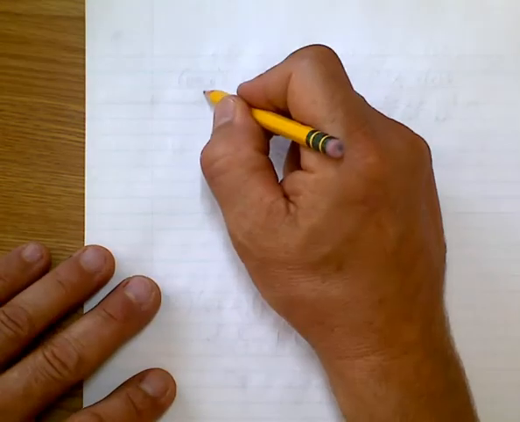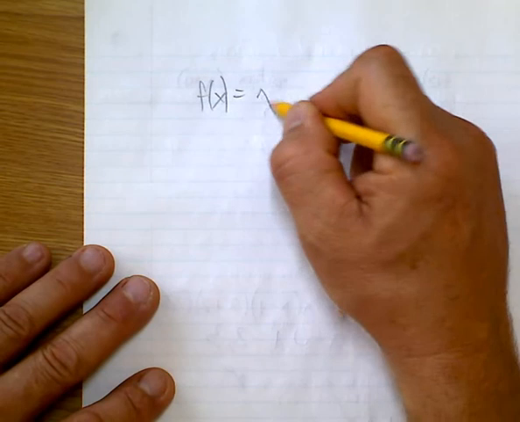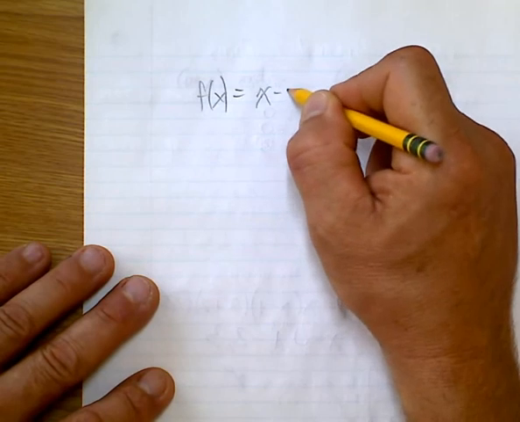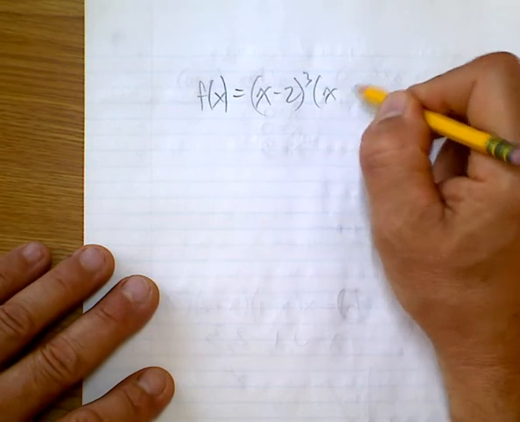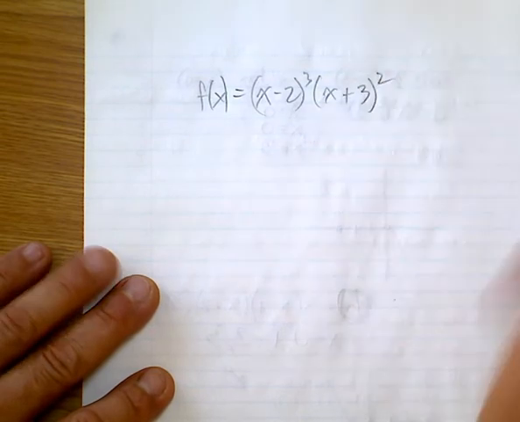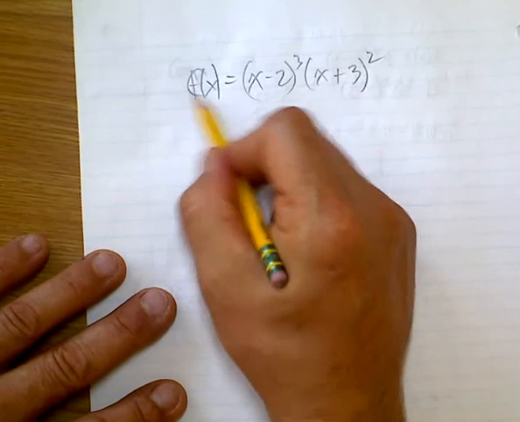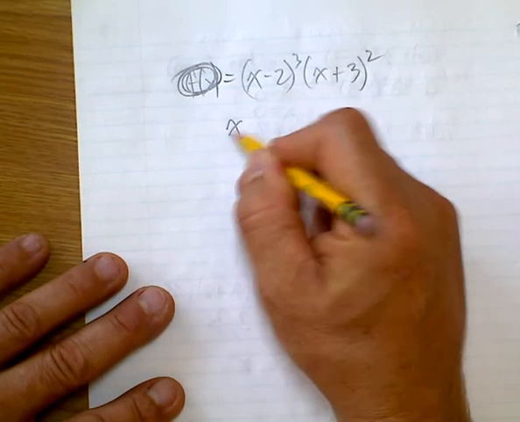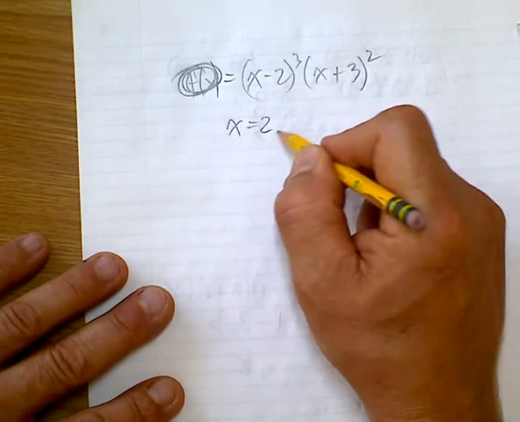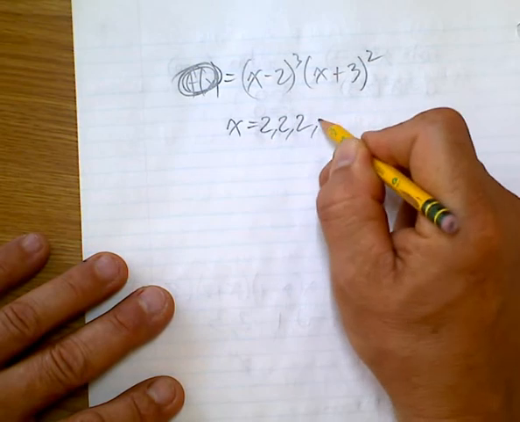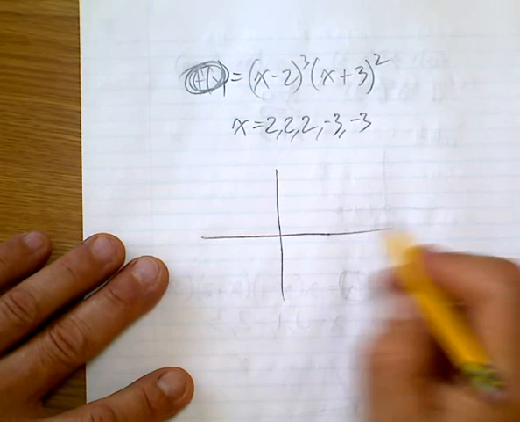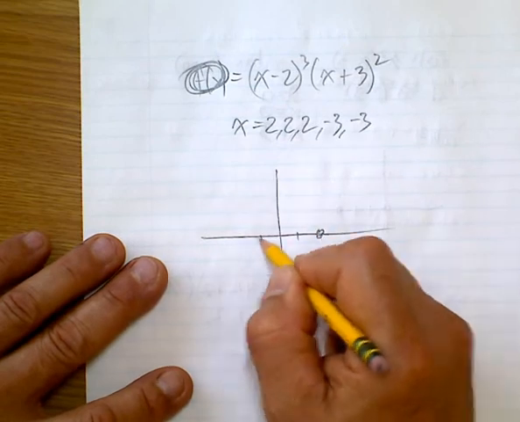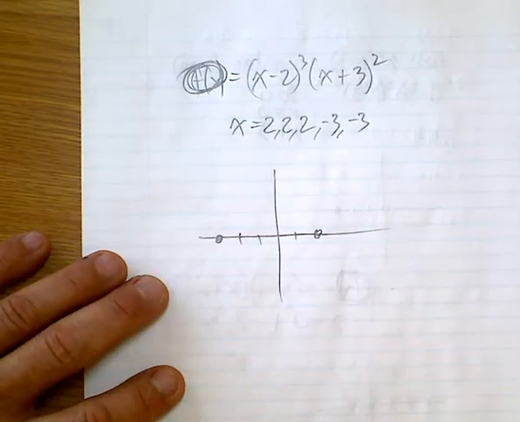Let me give you one other example here. If I have f of x is equal to x minus 2 cubed times x plus 3 squared. Okay, solution, make this equal to 0. Now you have x is equal to 2, 2, 2, negative 3, and negative 3. The reason I write them all out is because it helps me understand what it is that's happening. So I know it crosses at these 2 points.